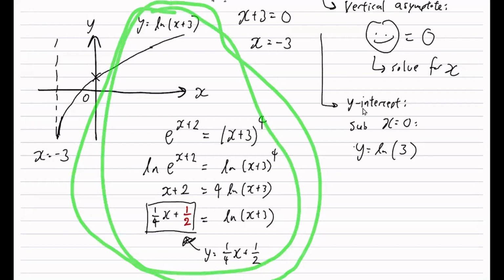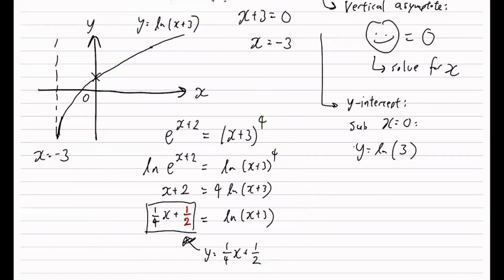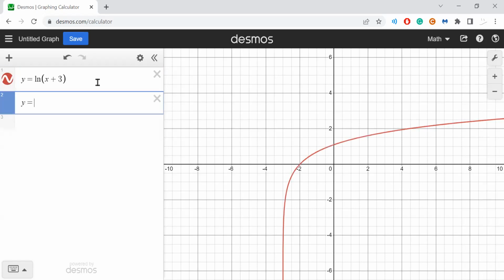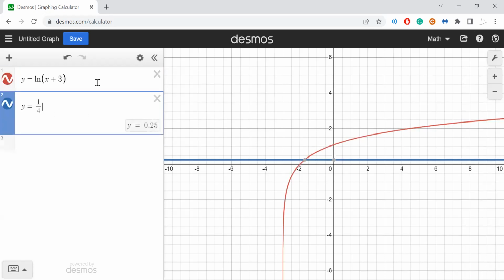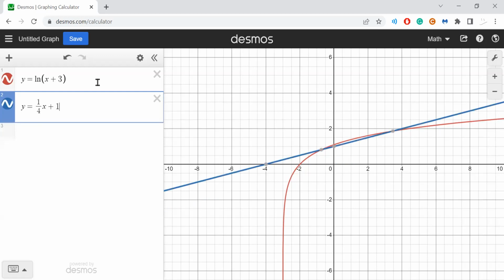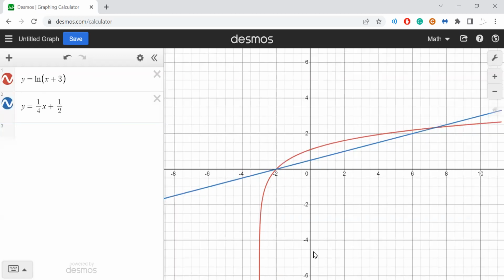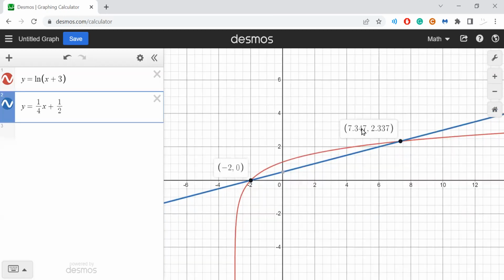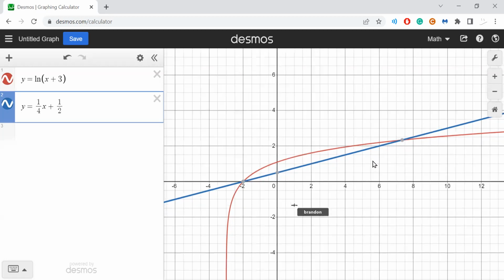Copied down already? Okay, now I'm going to change to decimals to demonstrate to you what they mean by graphical solution. Hold on a second. Here, yeah. So we had the original graph y equals ln x plus 3. We are saying that we need to draw this extra graph 1/4 x plus half, mx plus c. Can you see? So there's two intersections here. Can you see? -2, 0 and 7.347, 2.337.